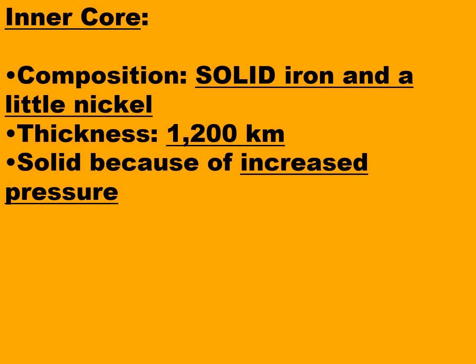And finally, we reach the inner core. It is solid iron and a little bit of nickel. It's about 1,200 kilometers, and it's solid because of the increased pressure. As we go in, the Earth's temperature increases, the Earth's density increases, and the pressure increases. So that very center has got all the pressure of the whole Earth on it. So it's very, very tight and dense.